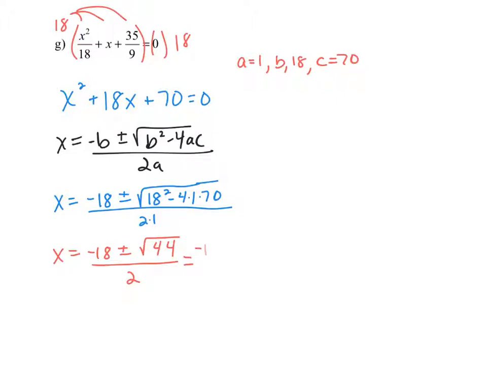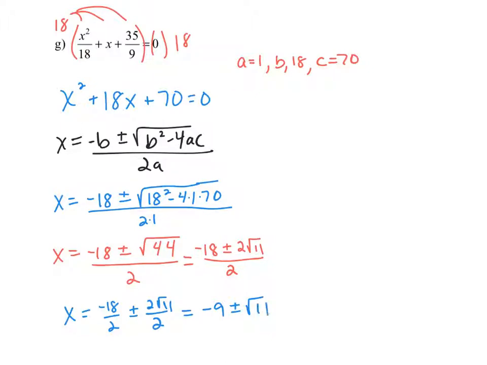So we can write this as negative 18 plus or minus the square root of 44 simplified to 2 times the square root of 11, all divided by 2. We can divide both of these terms by 2 to get negative 18 divided by 2 plus or minus 2 square root of 11 divided by 2. And then we simplify that to get negative 9 plus or minus the square root of 11.